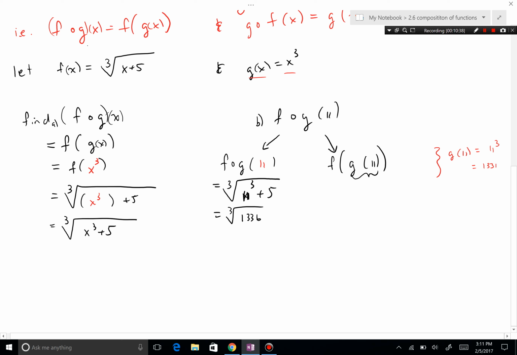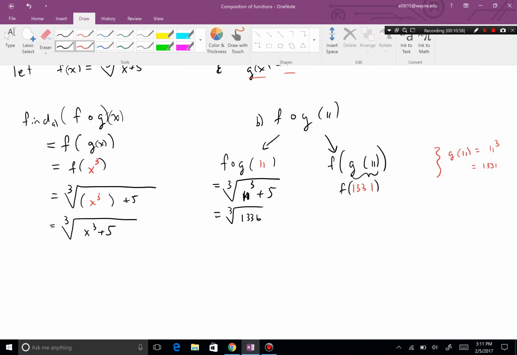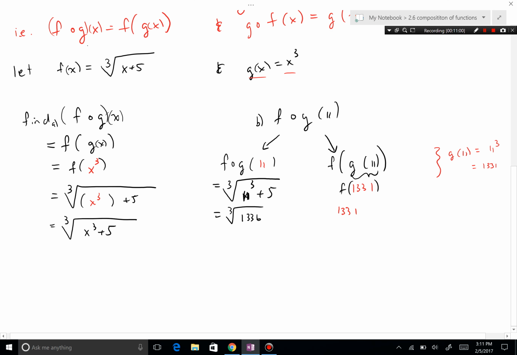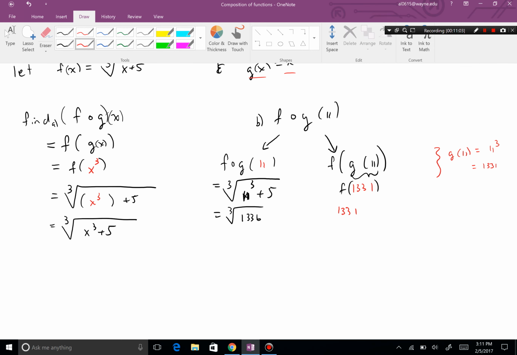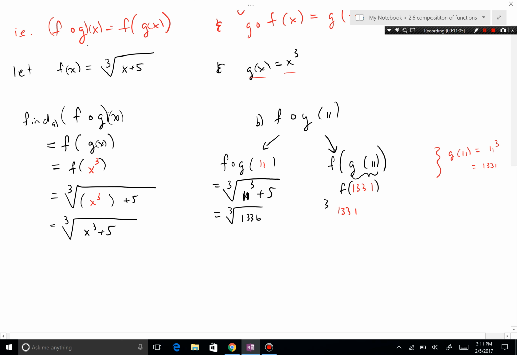It's 1331. So now we have to figure out what f of 1331 is. Let me erase all this. This is 1331. And we're trying to figure out what this does in the f function. Well, the f function says shove in 1331, and then what are we going to do to it? We're going to take the cube root and add 5, which is the cube root of 1336.